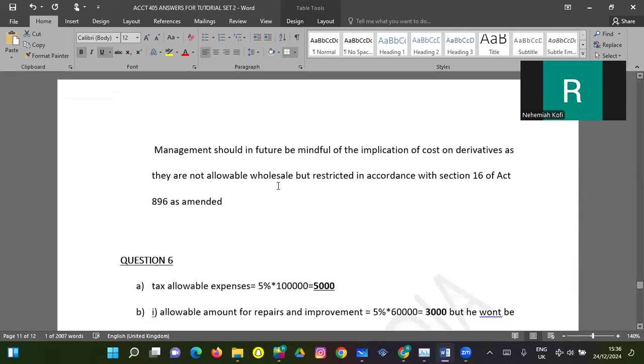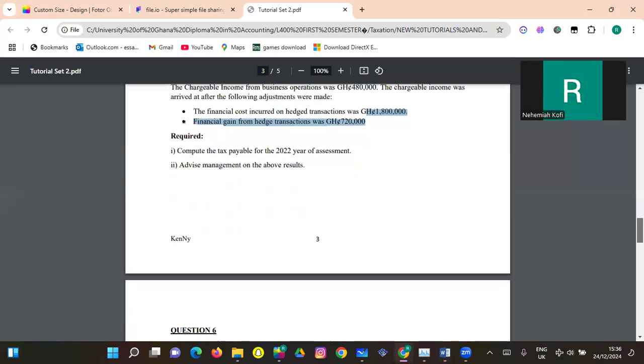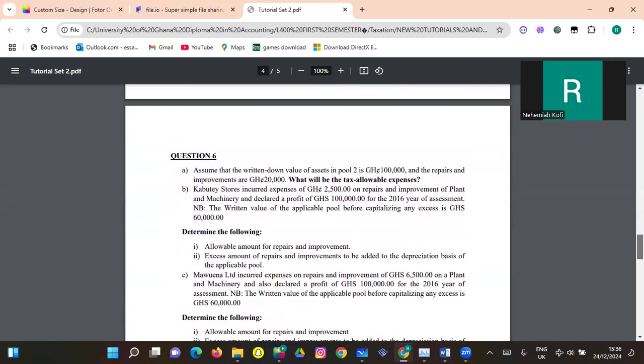So management should in future be mindful of the implication of costs on derivatives, as they are not allowable wholly, but restricted in accordance with section 16 of the Act, right? So now question 6 to end this video. Question 6 is the final one.